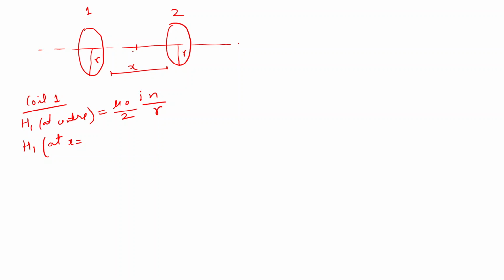When x is equal to r by 2, what will be the magnetic field because of coil 1 only? I'm just directly writing instead of deriving: it will be 2 I n 8 over root 125 1 over r.